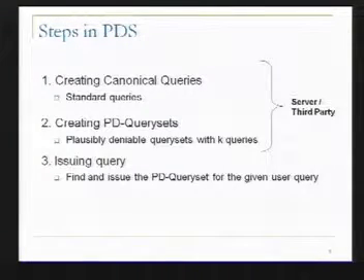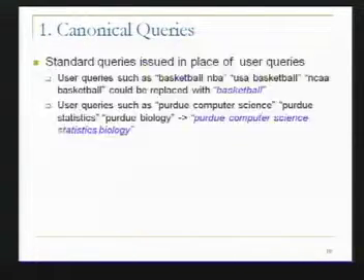The first step, creating canonical queries. What are these canonical queries? These are the standard queries issued in place of the actual user queries. For example, basketball, NBA, or USA basketball could be replaced by a more general query, basketball. And also queries such as Purdue computer science and Purdue statistics could be replaced by Purdue computer science statistics.